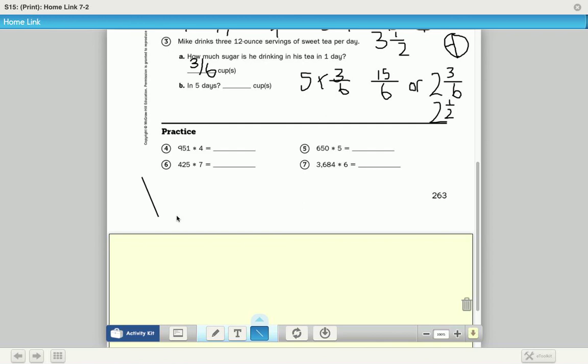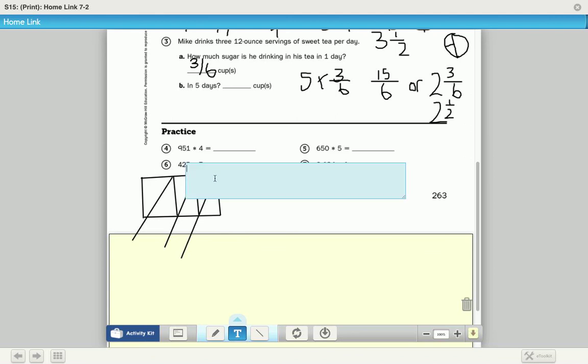I'm going to try to do the lattice on this one, since the other ones we did, yesterday we did partial products. So here we have, I didn't do those very well. I'm going to draw my diagonals here. Okay, so up above here, I have 951, and I'm taking that times 4.